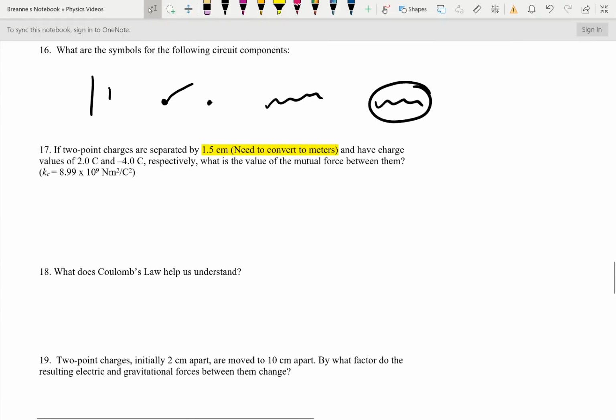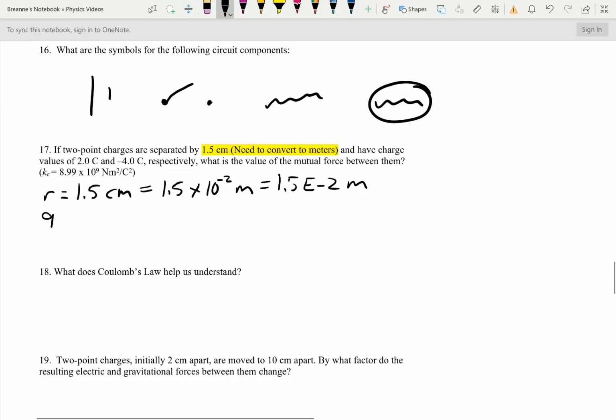17. If 2 point charges are separated by 1.5 centimeters and have charge values of 2 coulombs and -4 coulombs, respectively, what is the value of the electric force between them? And it gives us our constant. So let's do our givens. It gives us R, but it gives us R in centimeters. Do we like centimeters? Hopefully you're saying no. So that actually becomes times 10 to the -2 meters, or you can write it like E -2.